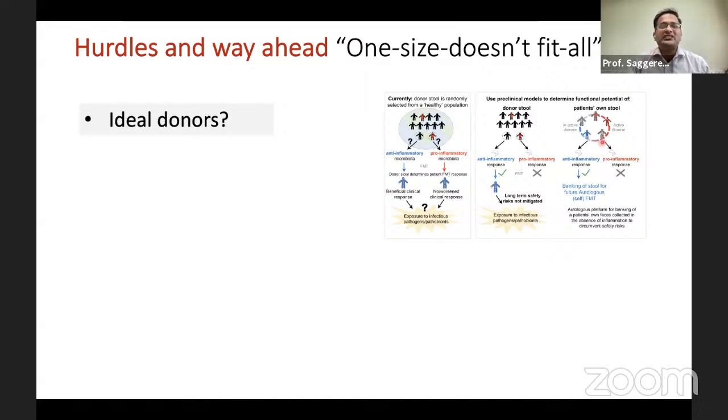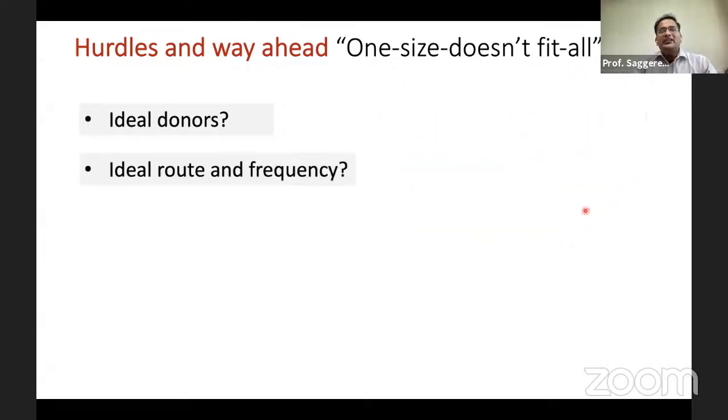And additionally, if the patient has a disease like IBD with intermittent flares or HBV with reactivation, then during the inactive disease phase, gut samples or stool samples can be biobanked and used whenever there are pro-inflammatory flares later. So banking of autologous FMT can also be planned. As for the ideal route and frequency, it is also not universal that this route is good or that is bad. It should depend on the individual disease and situation, which route should be used and how frequently.